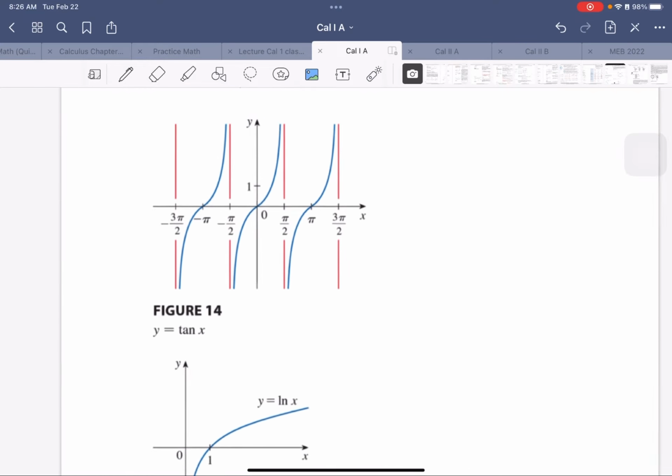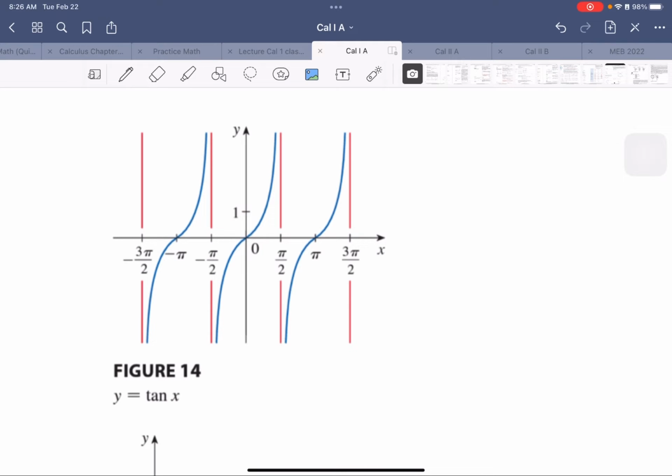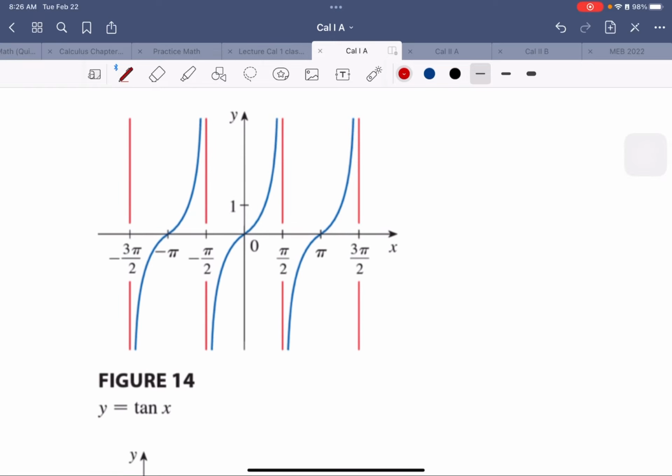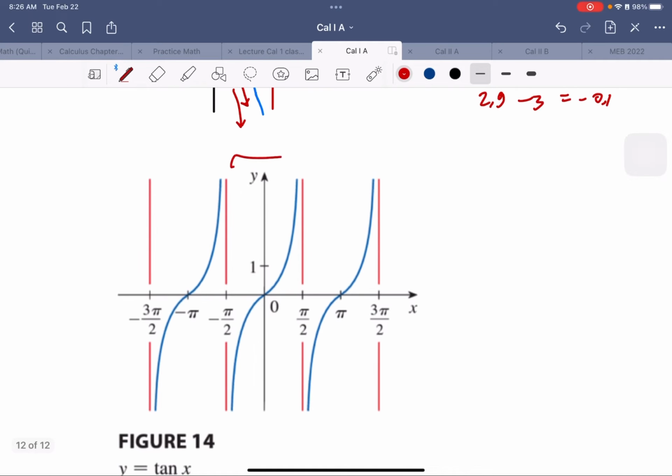Another function that has a vertical asymptote that is quite common, which you can find in many conditions, is the tangent, because it's a trigonometric function. If you look at the curve of the tangent, it has vertical asymptotes, and if you look at the middle one here, they are going to have positive infinity and negative infinity.